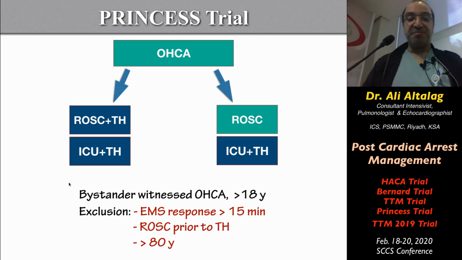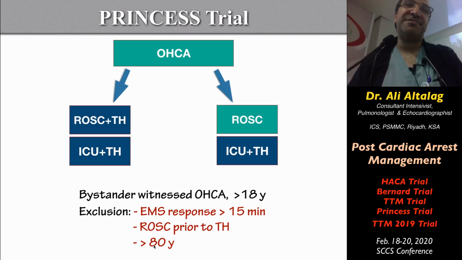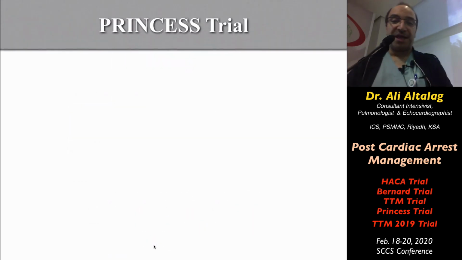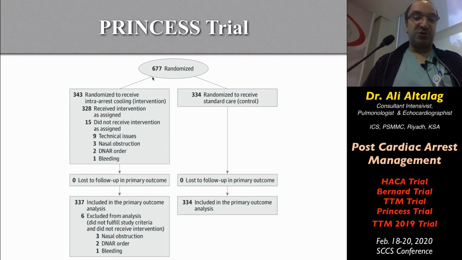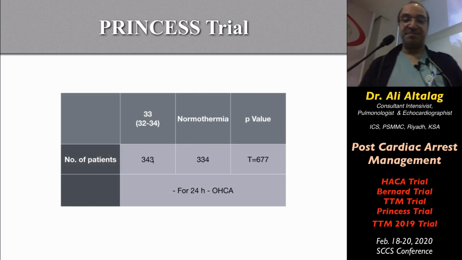Now, there must be a bystander-witnessed out-of-hospital cardiac arrest. The patient's age must be over 18. Exclusions included EMS response over 15 minutes, which is reasonable, and if return of spontaneous circulation happened before initiation of hypothermia, and if the patient is elderly, then he is excluded as well. Now, the number of patients was good, and they were evenly distributed, and this is the outcome.